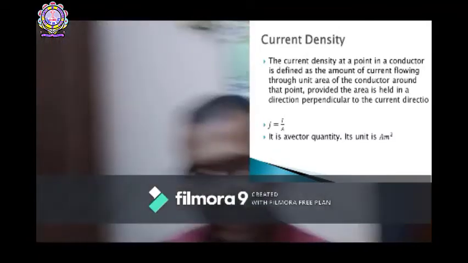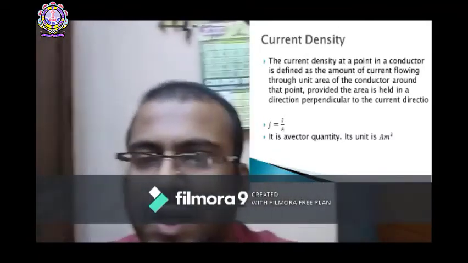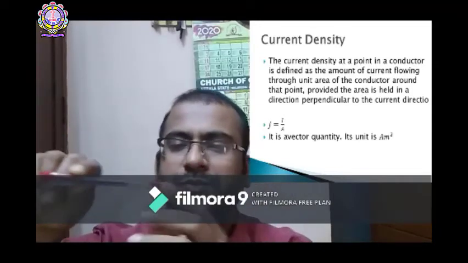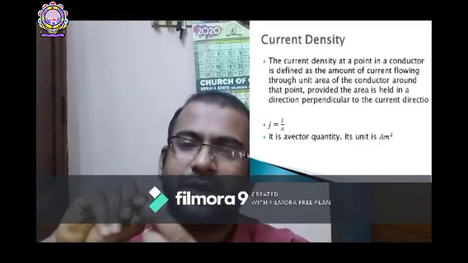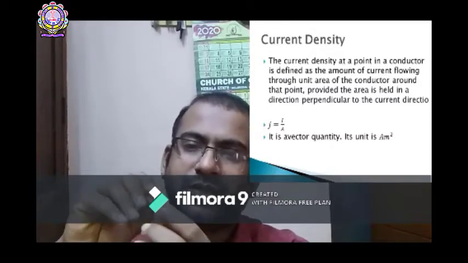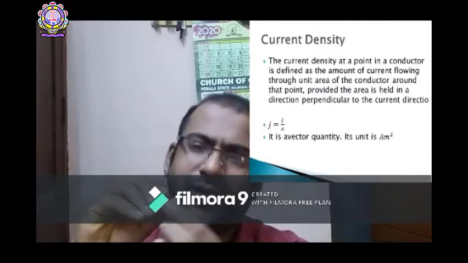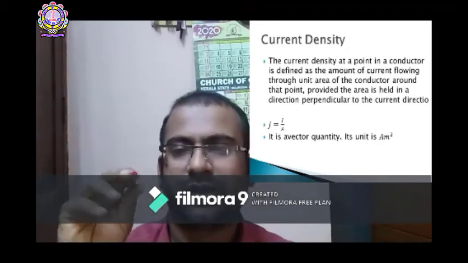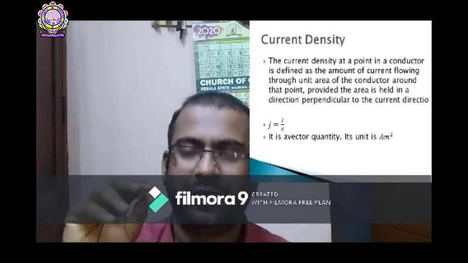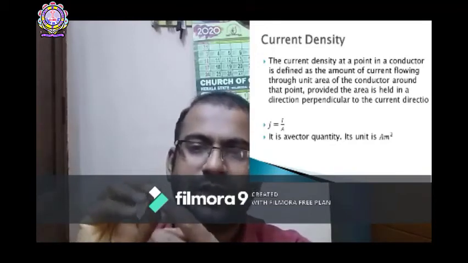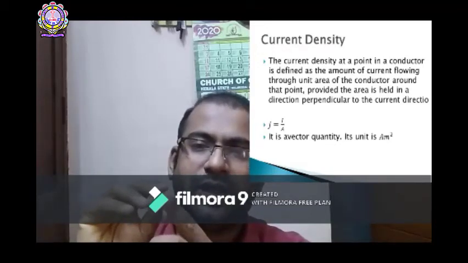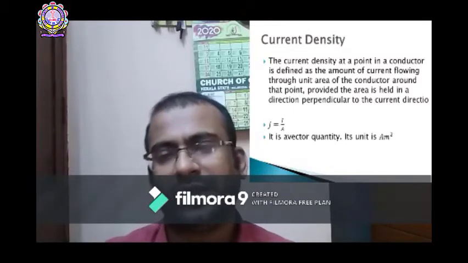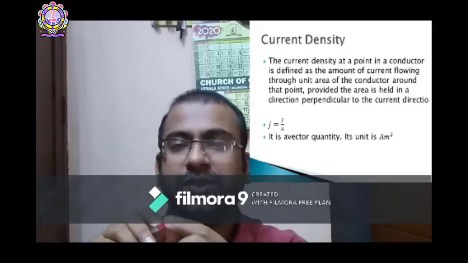Suppose this is a conductor, and let us take a small area, this one. If a current is passing through this, let us consider this as a unit area. It is not 1, but let us consider it as 1 square centimeter or square meter or something. So the current density is the amount of current flowing through this area.